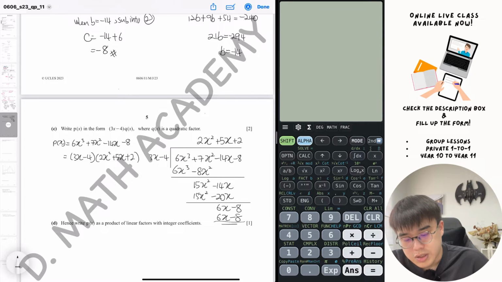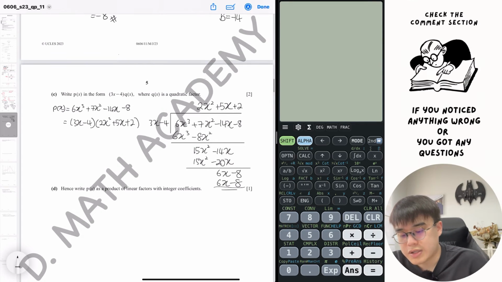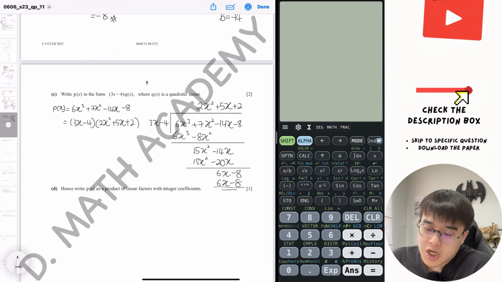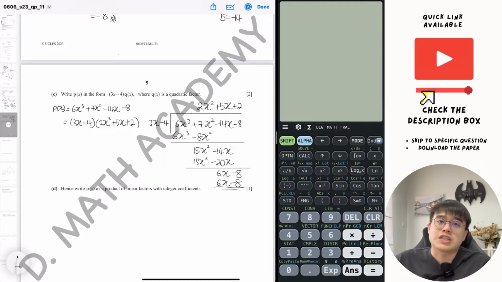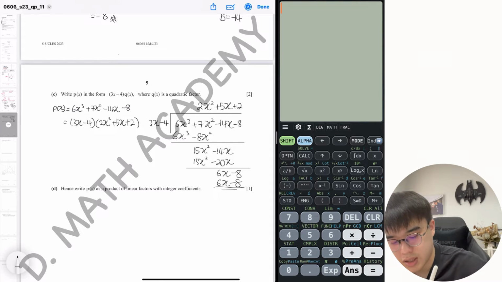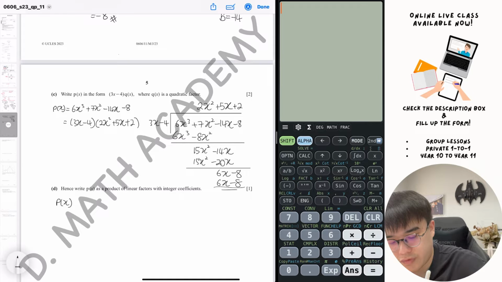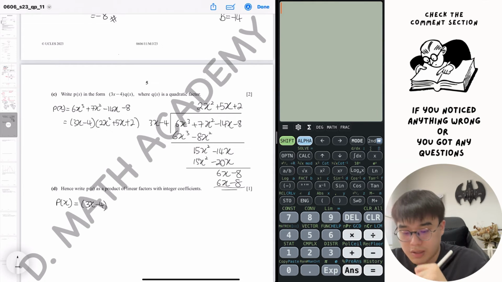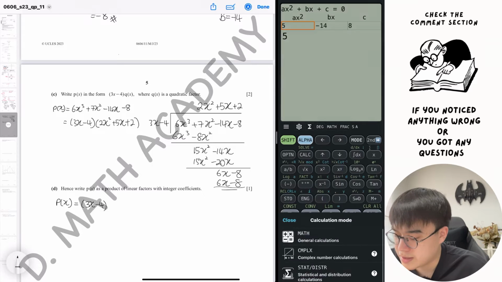Last one, they ask you to write it as a product of a linear factor and integer coefficients. So the keyword here is integer coefficient. I'm going to try to further factorize it first, to fulfill the linear factor that they requested.